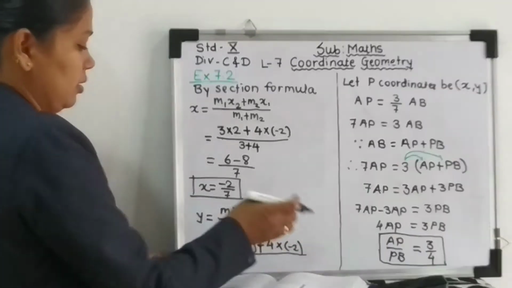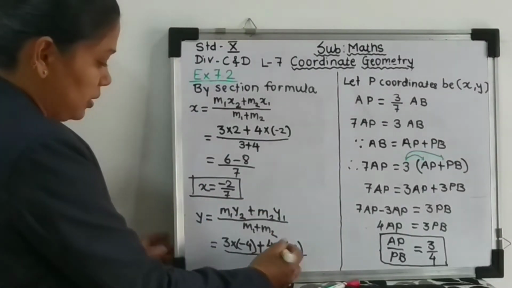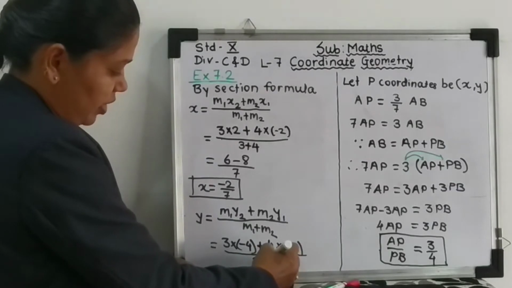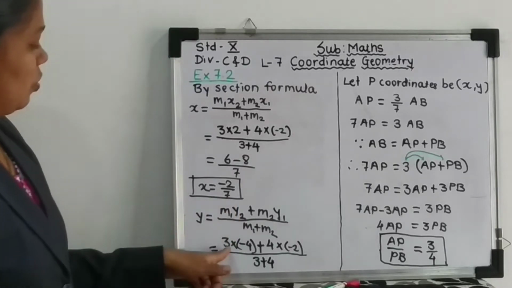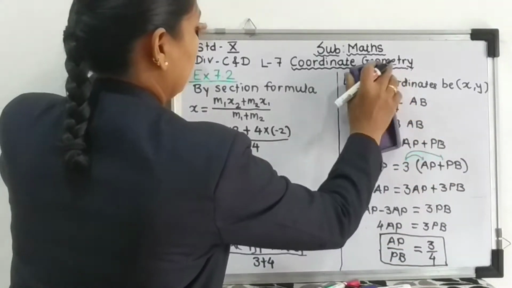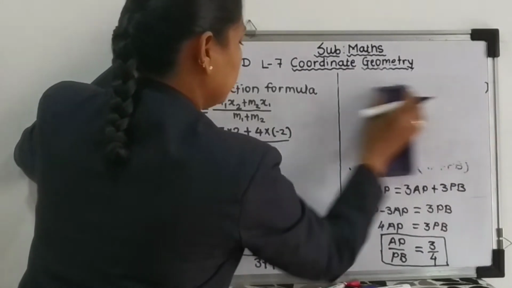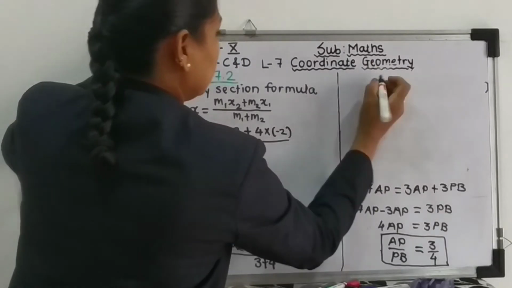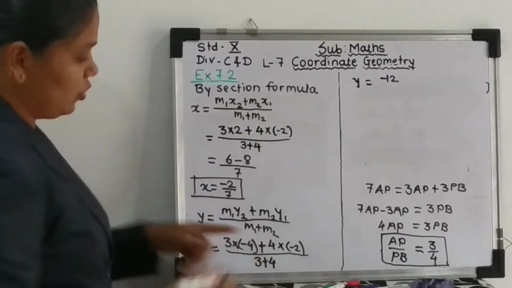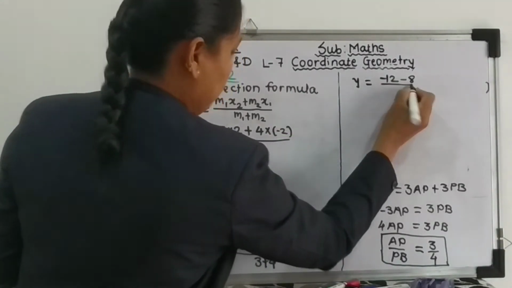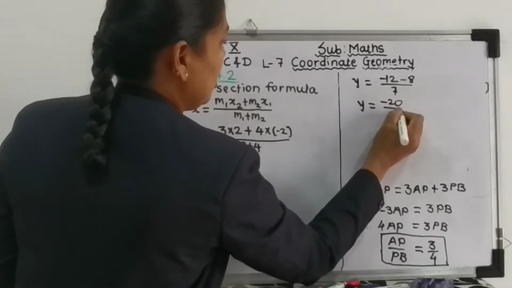As I rubbed my figure from here, I just had to look in a book. So I have taken the help of that book, and with the help of the book I have written those coordinates. Now 3 4s are 12. So we will write here y equals minus 12. See, and 4 2s are 8, minus 8 upon 7. So y equals minus 20 upon 7.